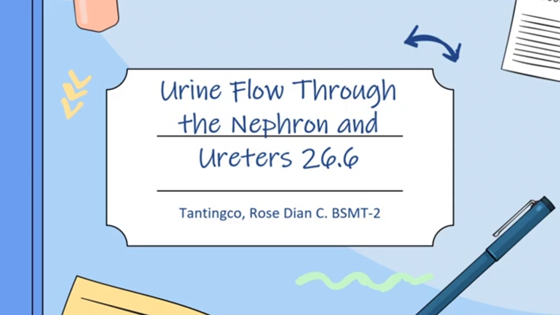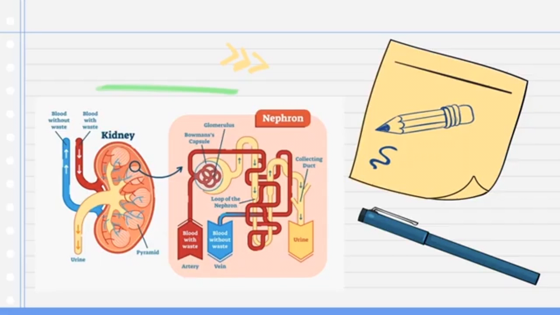This is Rosalian C. Tantenko, and for today's video I am going to explain the flow of urine through the nephron and ureters. Next is the structure of how urine flows through the nephron and ureters.